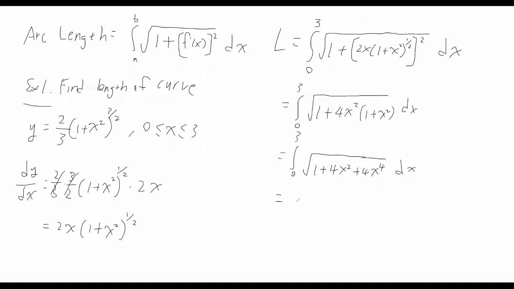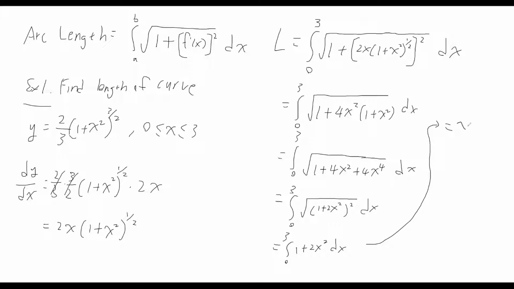And we can actually factor this. This is a perfect square trinomial. That means we can write it as 1 plus 2x squared quantity squared dx. And that will be, cross that out, 1 plus 2x squared dx, right? And it's pretty simple, right?